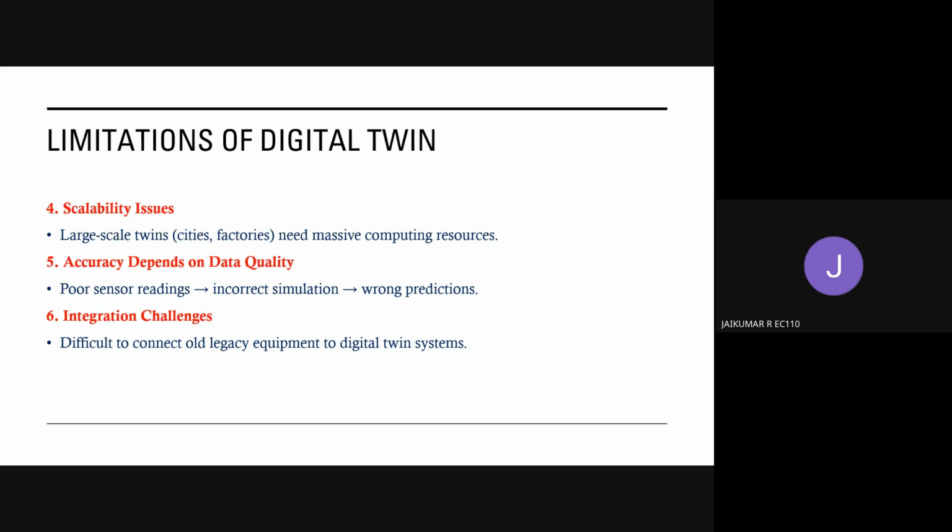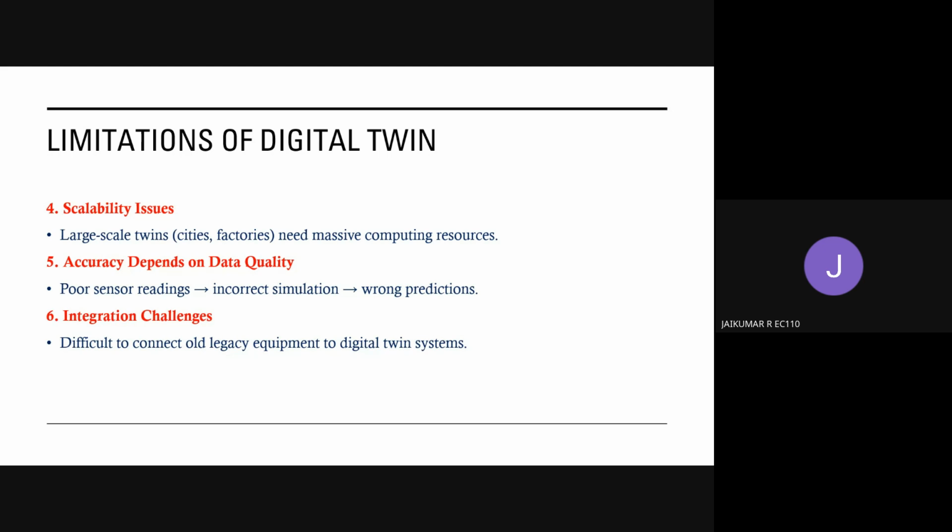And the fifth one is accuracy depends on data quality. We take data of a machine with the use of sensors. If the sensor is not able to get exact data, if the sensor gets poor data, or if the data is not accurate, that will lead to incorrect simulation, and that will lead to wrong predictions in the AI model.